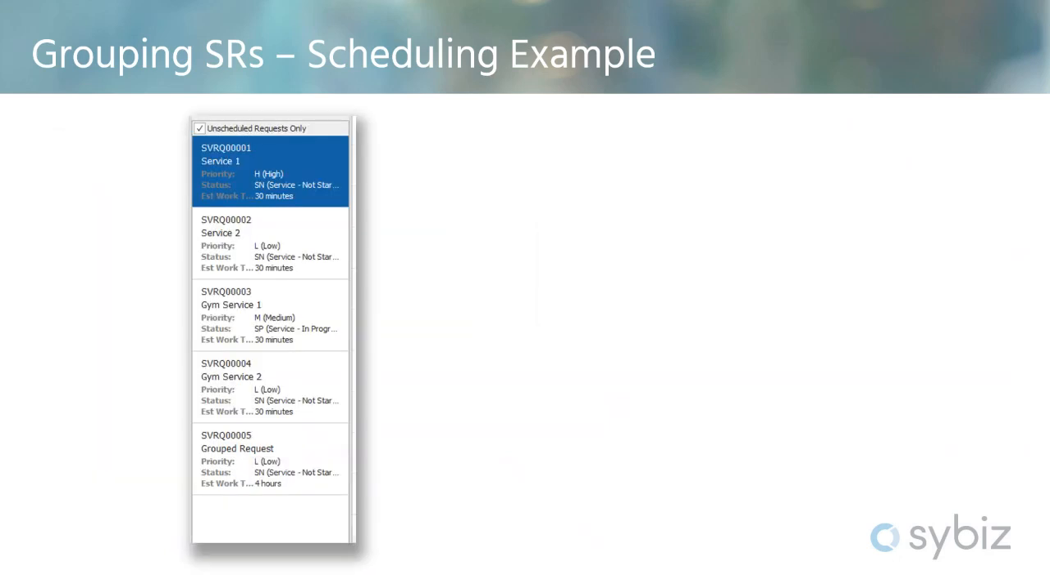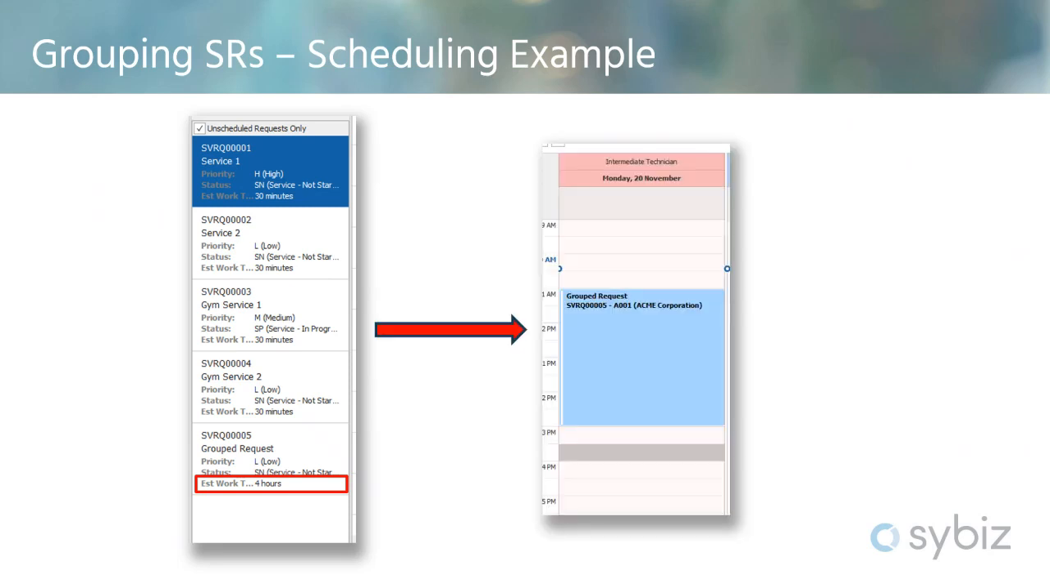So we can see here that against the group request, it's now actually added all those together. Estimated work time is 4 hours. So I just need to drag one item onto my scheduler, and my intermediate technician now has 4 hours of work to do for the Acme Corporation.